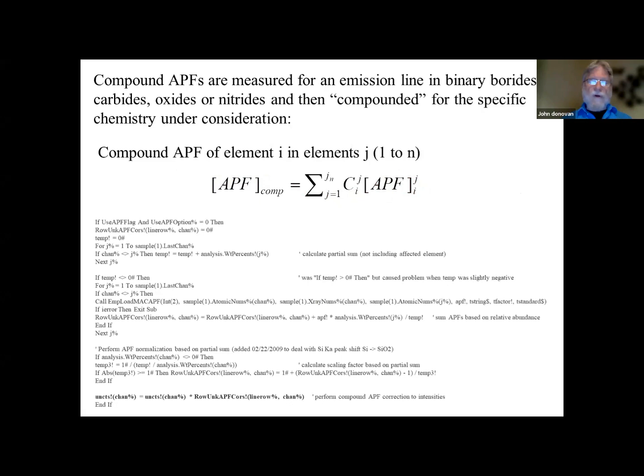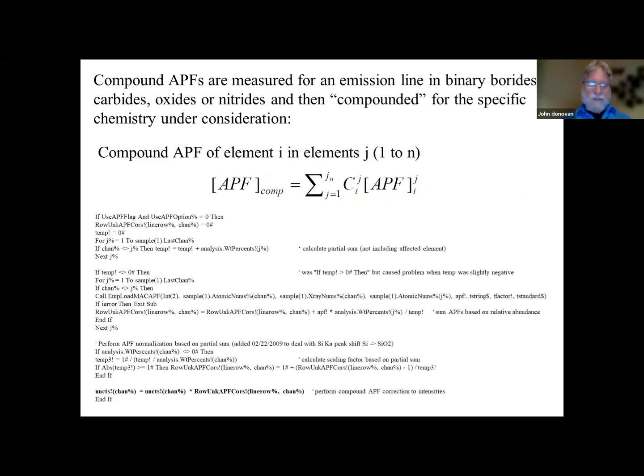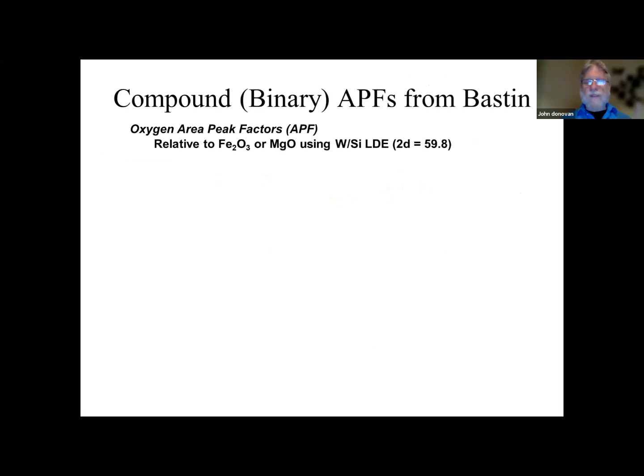And when we do, and I should mention that it's a little more complicated than just summing them up for reasons that are too long to explain right now, but that's the code. Okay, so now what we can do is we're going to take these, what we call binary APFs from Bastin, and some I've done myself, and we're going to compound them. We're going to put them together in a compound.